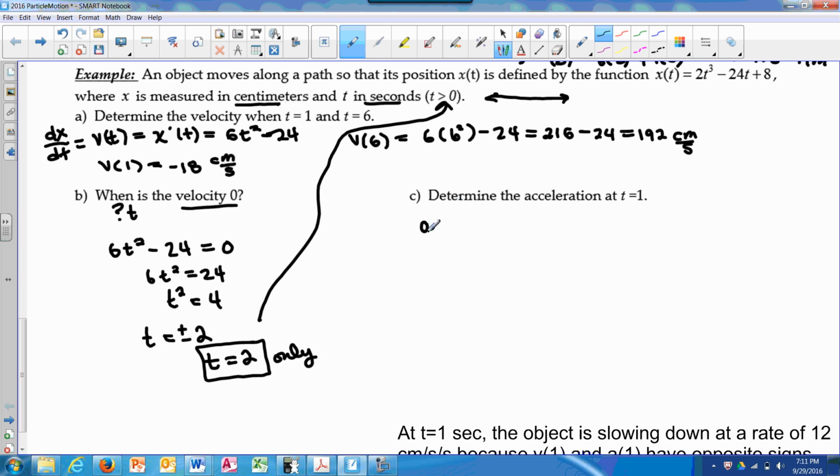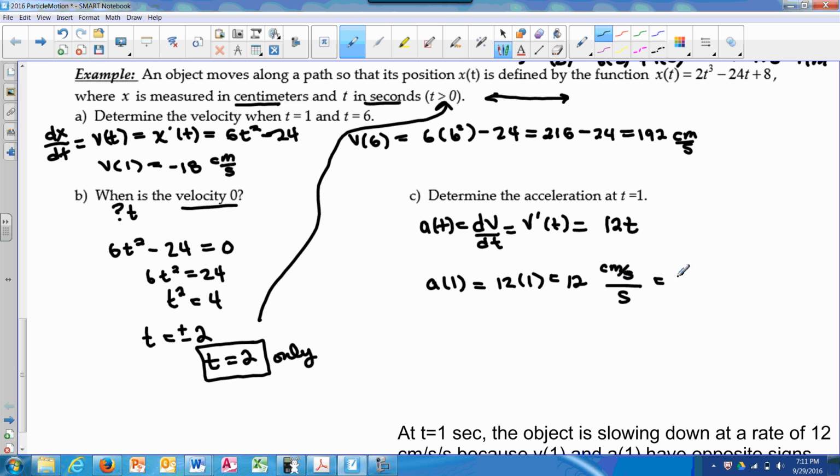For the next problem, the object moves along a path so that its position x of t is defined by this function. That typically implies that we're moving along a horizontal line, backwards and forwards. The velocity when t equals 1 and t equals 6 means I want the velocity function, which is the derivative of position, which is 6t squared minus 24, using the power rule, so that I can find the velocity at time 1, which would be 6 minus 24, so negative 18.